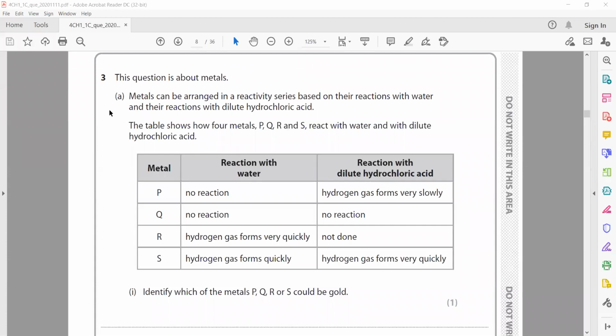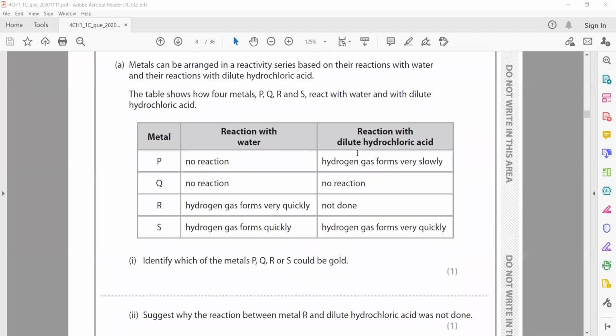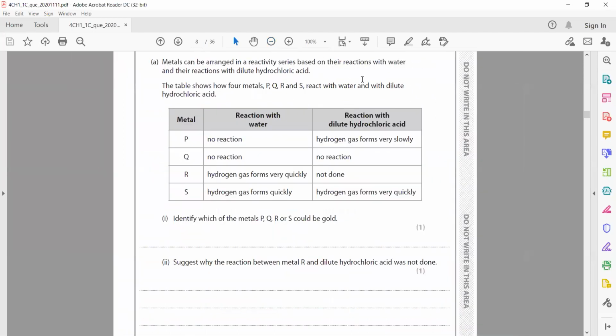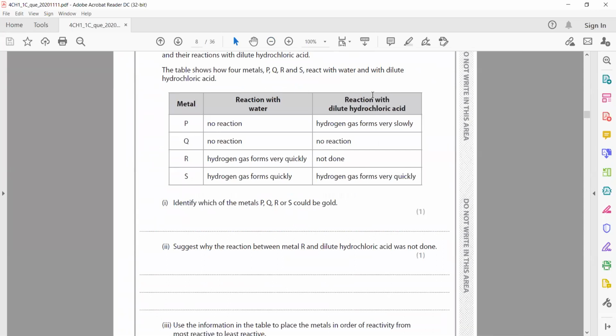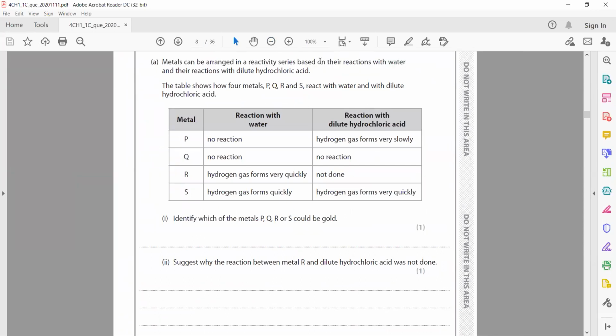This question is about metals. Metals can be arranged in a reactivity series based on their reaction with water and their reaction with dilute hydrochloric acid. The table shows four metals P, Q, R, and S reacting with water and dilute hydrochloric acid. Identify which metal should be gold. So metal Q should be gold because it is unreactive.